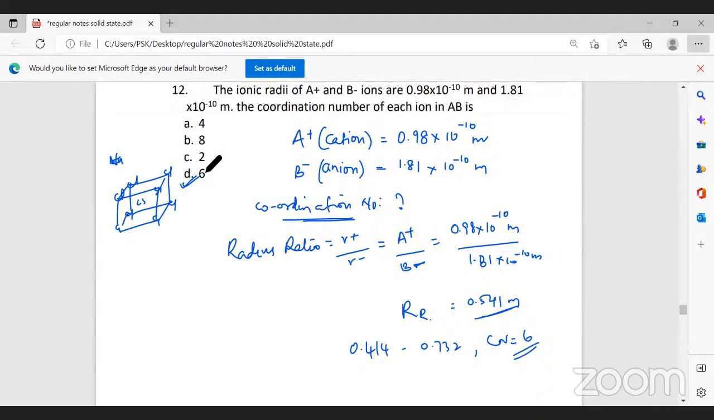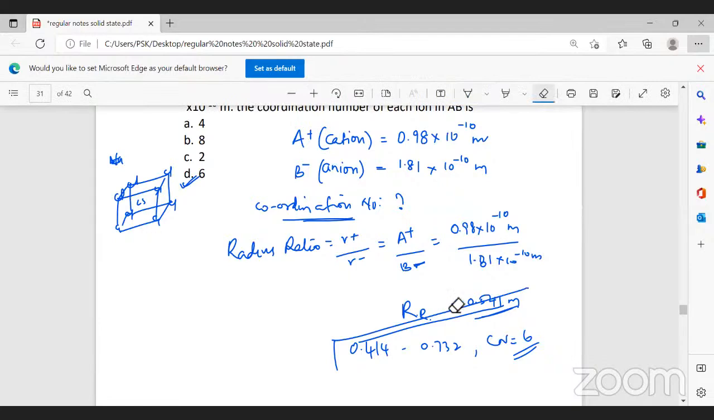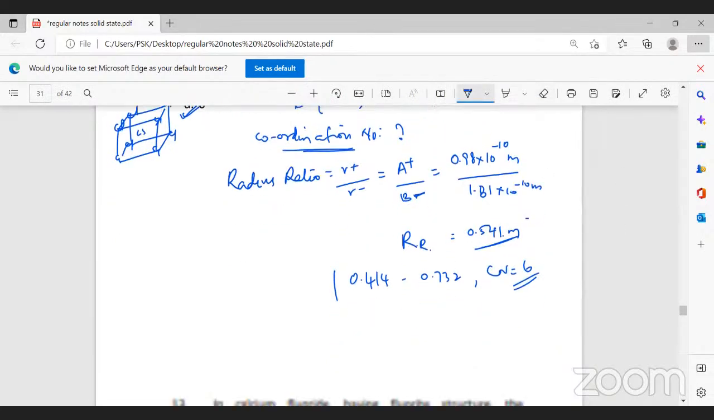See, this radius ratio chart is very important. Predicting the structure based on radius ratio, you can learn only if you know the chart. Kindly remember. Did you understand this? Yes, sir. Yes. The next question.